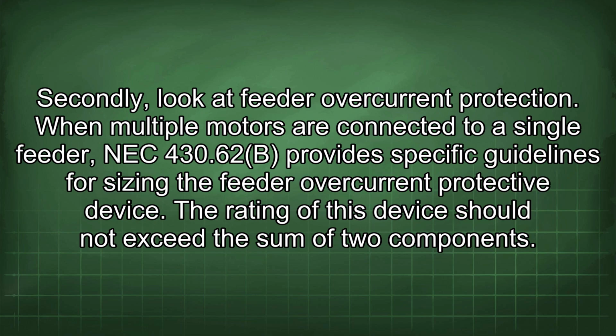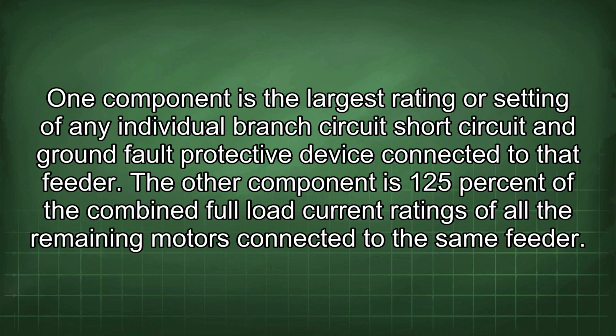Secondly, look at feeder overcurrent protection. When multiple motors are connected to a single feeder, NEC 430.62(b) provides specific guidelines for sizing the feeder overcurrent protective device. The rating of this device should not exceed the sum of two components. One component is the largest rating or setting of any individual branch circuit, short circuit, and ground fault protective device connected to that feeder. The other component is 125% of the combined full load current ratings of all the remaining motors connected to the same feeder.